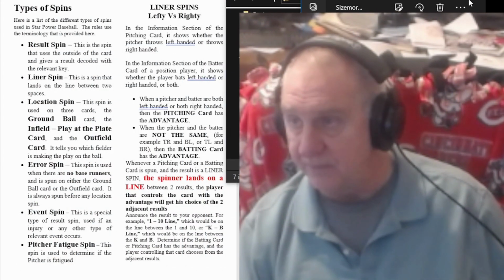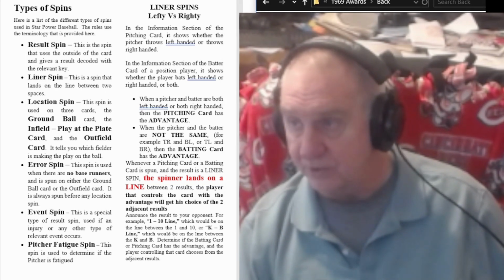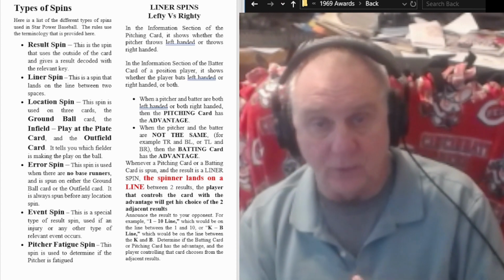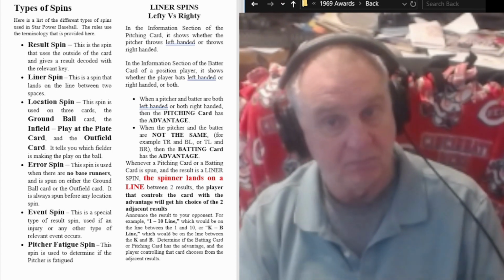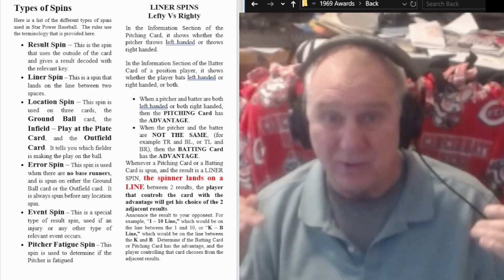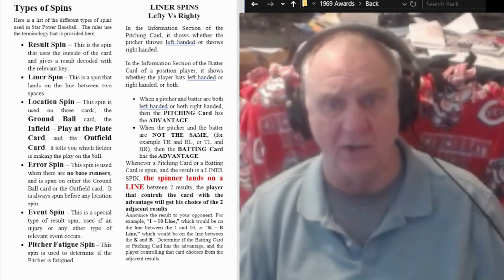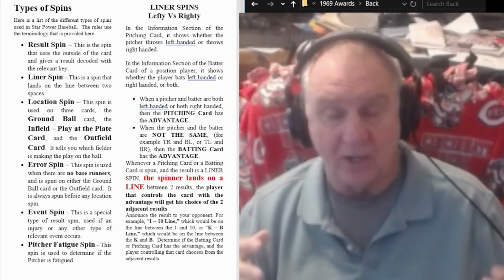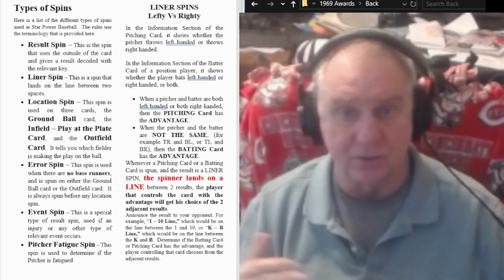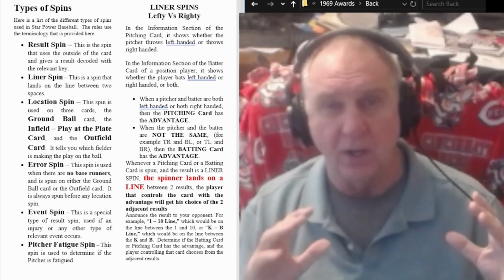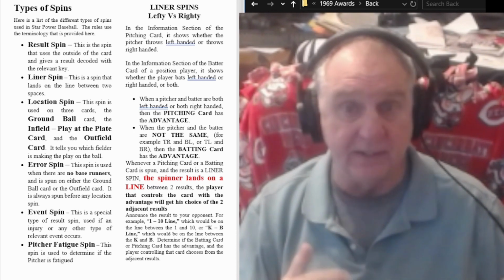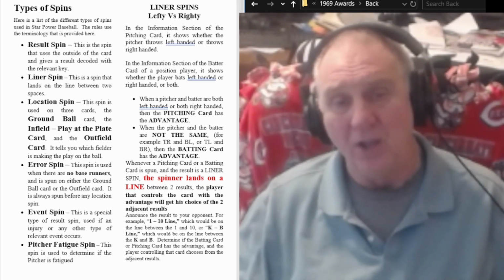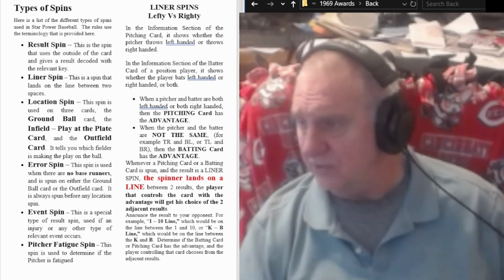So who has an advantage there? Well, when they're the same, the pitcher has the advantage. When they're different, the batter has the advantage. This is why some of the cards have great big lines on them, because sometimes the pitchers or even the batters are better against right-handers or left-handers, and therefore the lines are thicker on some cards than they are on others.